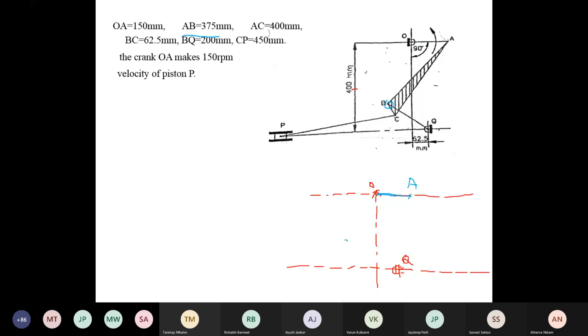Draw an arc. यहाँ पे arc आ जाएगा. Then you have to take down the Q as a center and BQ distance in your compass. BQ is given here 2 centimeter. Draw an arc. यहाँ पे intersect करेगा. Now you have to join this intersection point. You will get this B point.